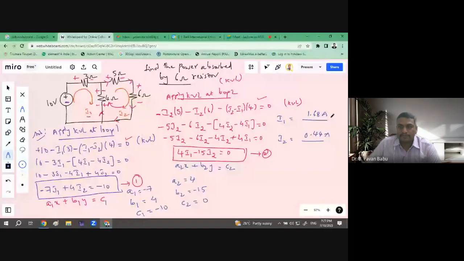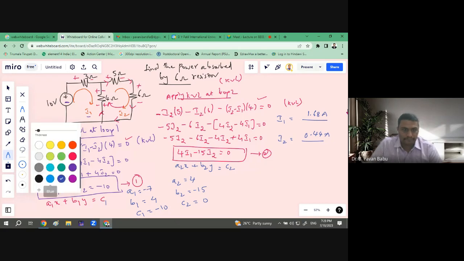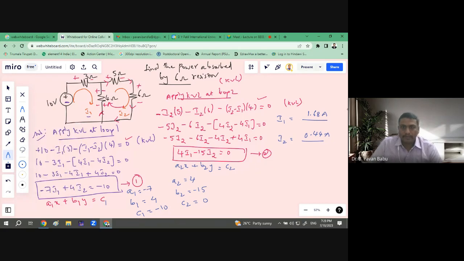So we'll be back to this problem. So this is the value. I1 is 1.68. I2 is 0.44. Now what is the problem they have asked? What have they asked to find out? Find the power absorbed by the 6 ohm resistor.